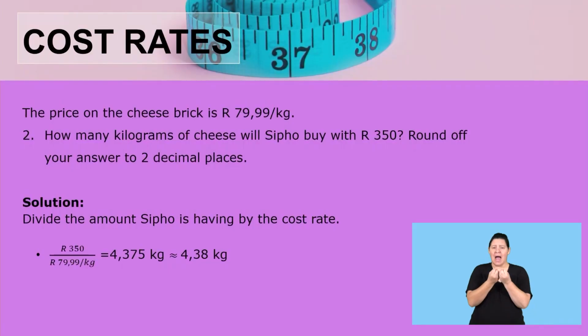Welcome back. Before the break, we calculated the price for 3 kilograms of cheese. The second question now: how many kilograms of cheese will Sipho buy with 350 rand? And the second question is, round off your answer to 2 decimal places. So with this one, we are having 2 questions, remember.